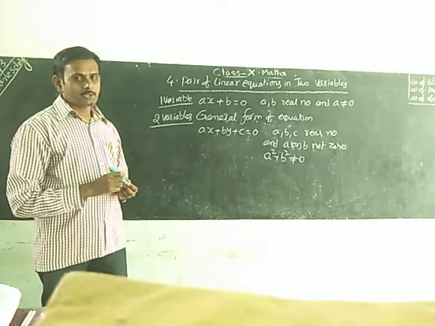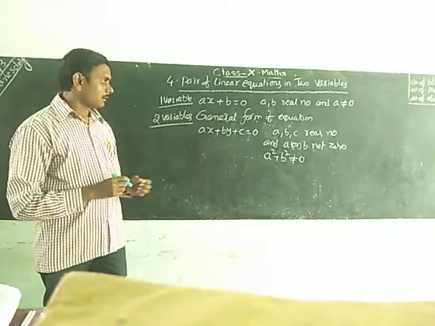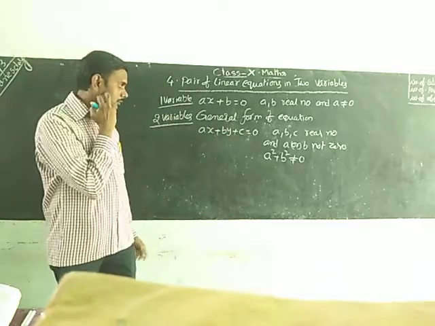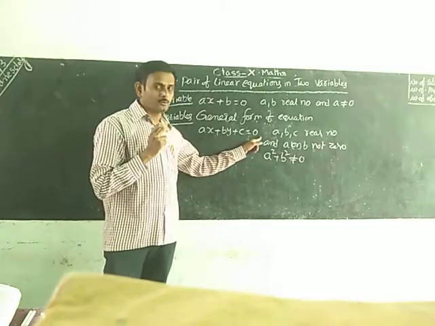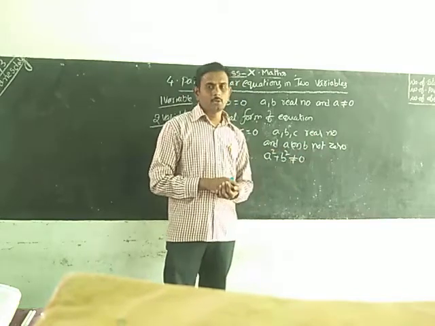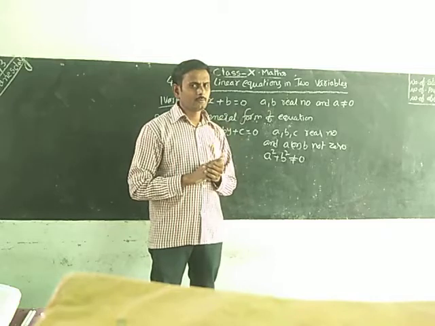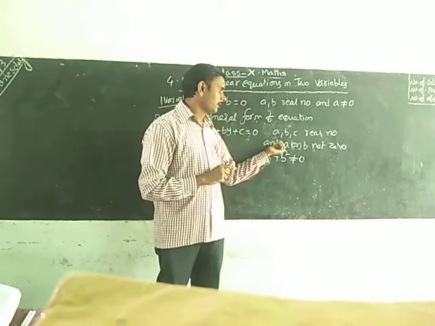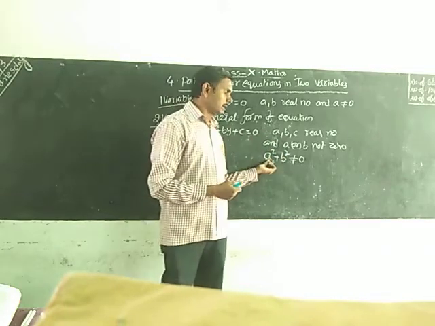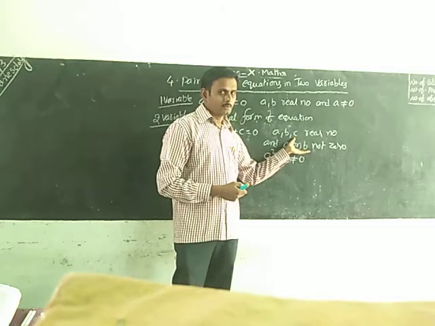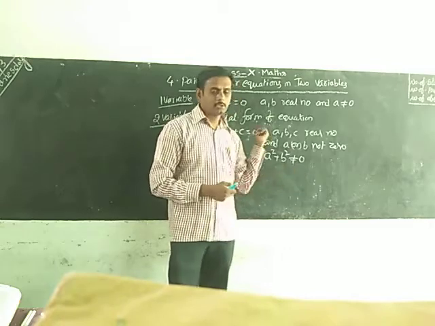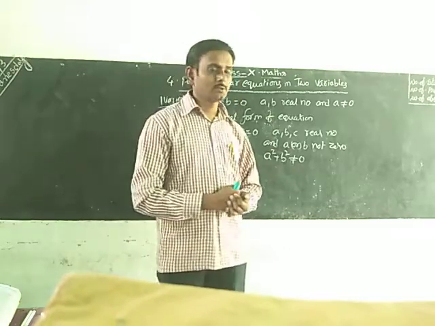The linear equation in two variables is ax plus by plus c equal to 0, where a, b, c are real numbers and a or b is not equal to 0. That means anyone should not be equal to 0. By holding this condition, we can say that it is a linear equation in two variables.